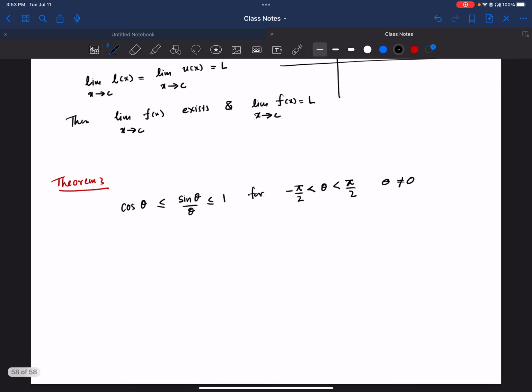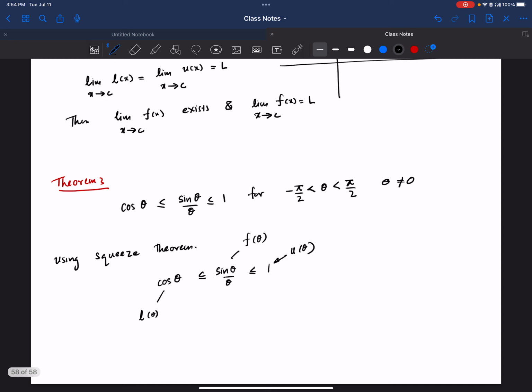Now, by using the squeeze theorem, we can see that this cosine theta is the lower function, L of theta, and sine theta over theta is our f of theta, and 1 is the upper function.